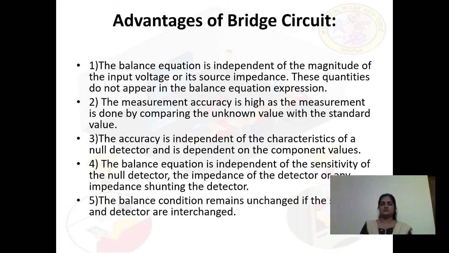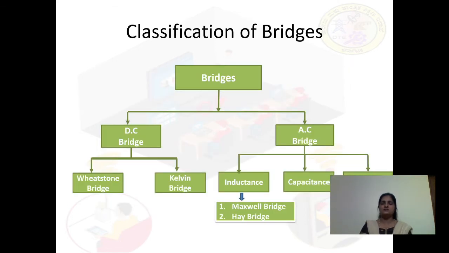Okay, let us start explaining the bridge circuit. Before discussing the different types of bridges for the measurement of unknown quantities like resistance, capacitance and inductance, first we will discuss how the classification of bridges is done. The classification depends on the source of excitation, on what kind of source we provide to the bridge. Based on this, we have classified them into DC bridge and AC bridge. In a DC bridge, the source of excitation is DC, and in an AC bridge, the source of excitation is AC.